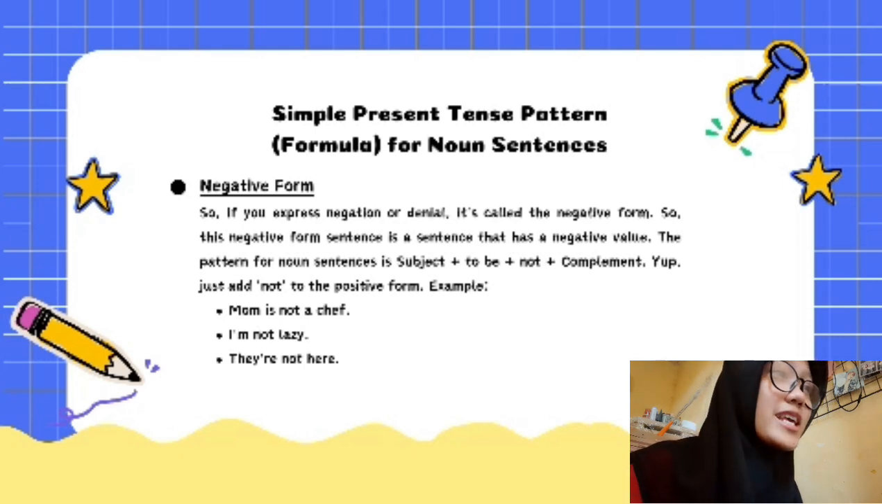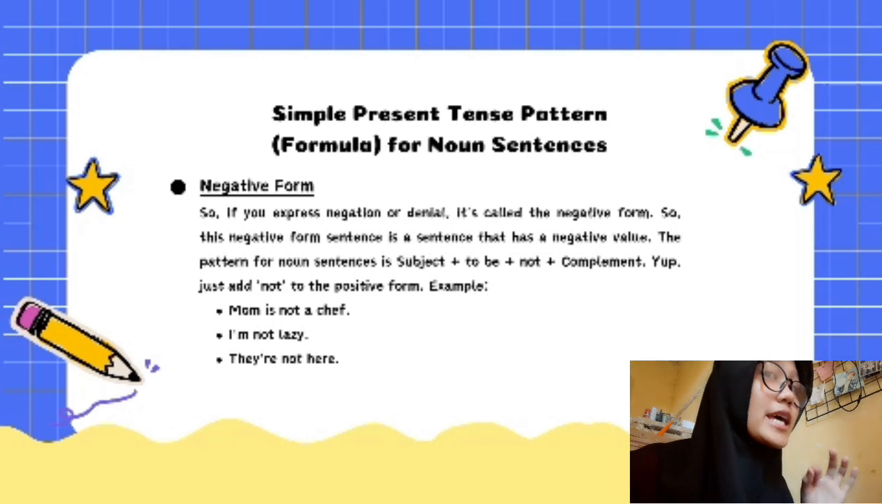Next, negative form. If you express negation or denial, it's called the negative form. So negative form sentences are sentences that have a negative value. The pattern for noun sentences is subject plus to be plus not plus complement. Yeah, just add not to the positive form. Example, my mom is not a chef. It's for negative form.